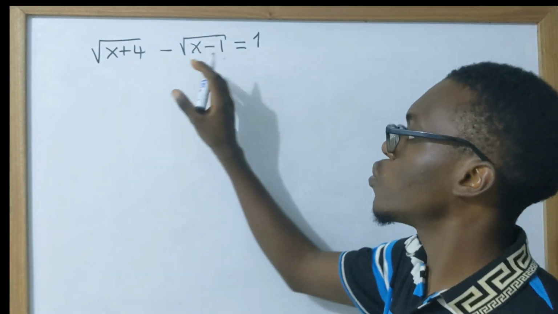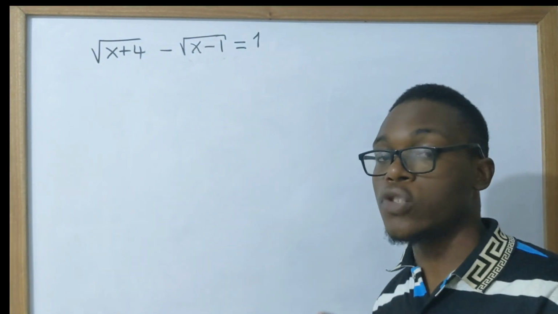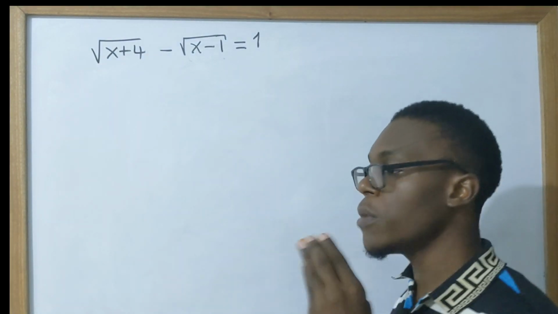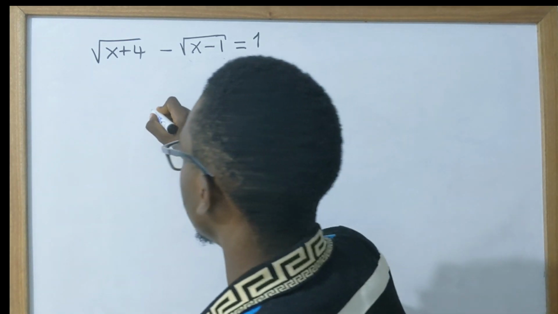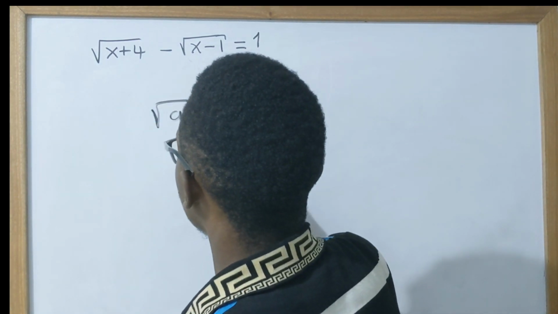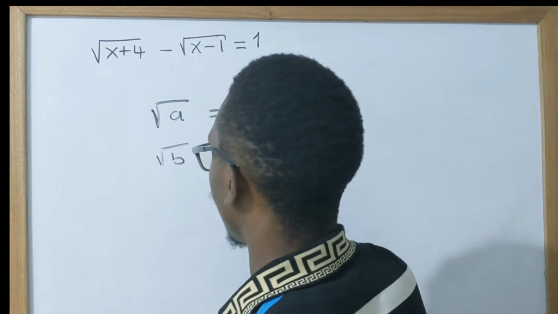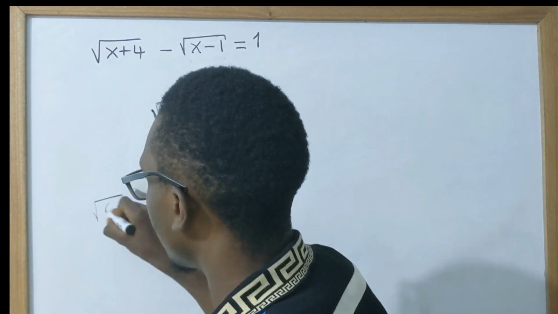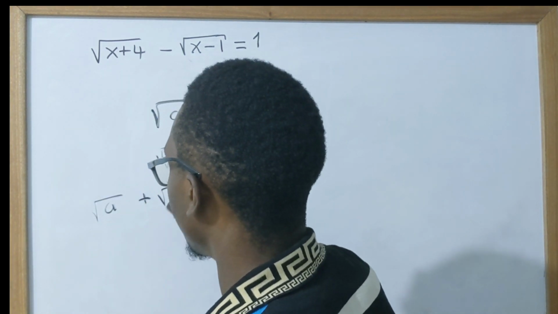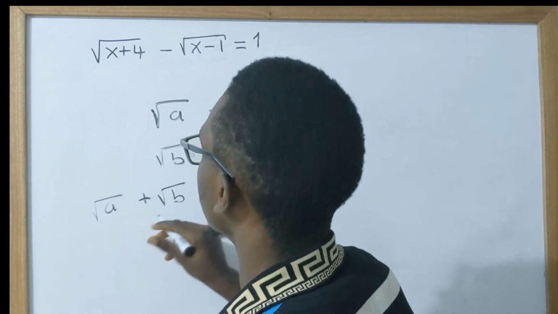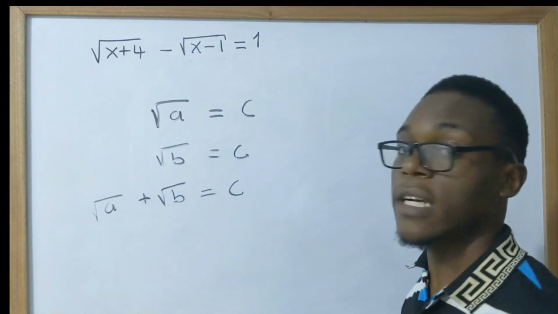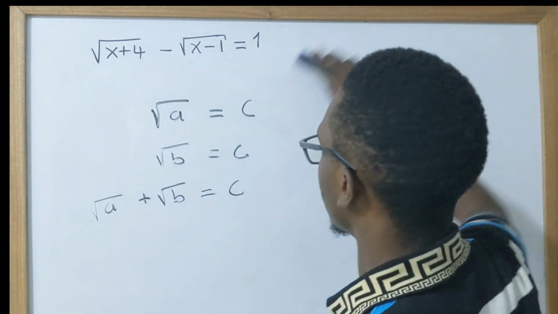Irrational equation to solve for x. Let's start by diving into what is a rational equation before coming to an irrational equation. A rational one is in the form of the square root of a is equal to c, or square root of b is equal to c, something like that. But when we have square root of a plus square root of b is equal to c, like in this equation, that is an irrational equation. Okay, let's take a look.